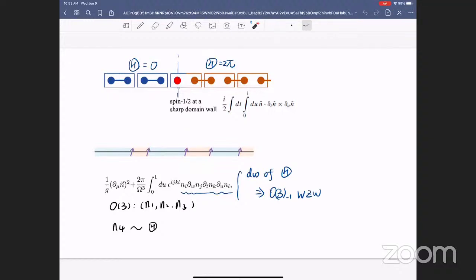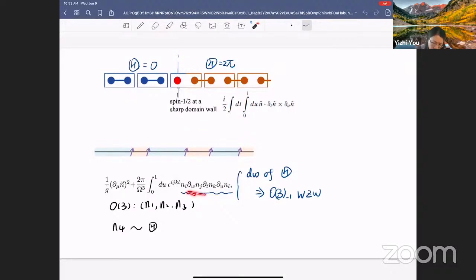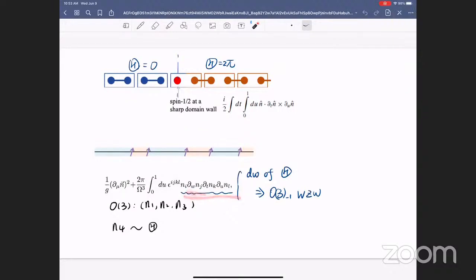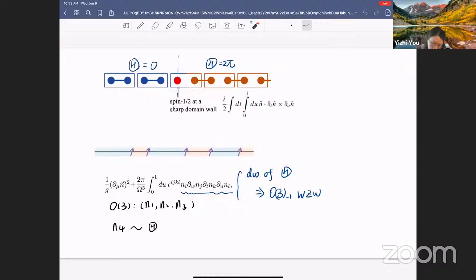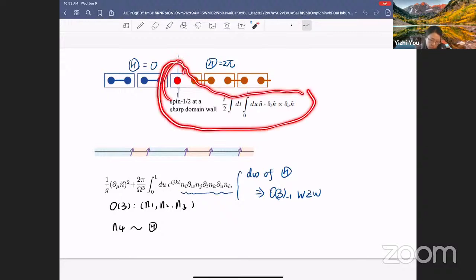So theta depends on x, but I think in the picture, theta seems to depend on x. Right? You mean here? No, in the picture, if you go up, you have a change. Yes, theta is 0 on one side and 2 pi on the other. So it depends on x. And here, this term only shows this domain wall, a zero spatial dimension domain wall.